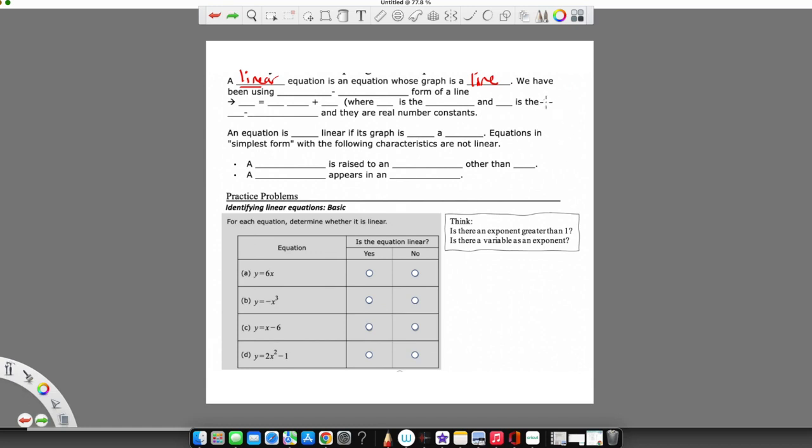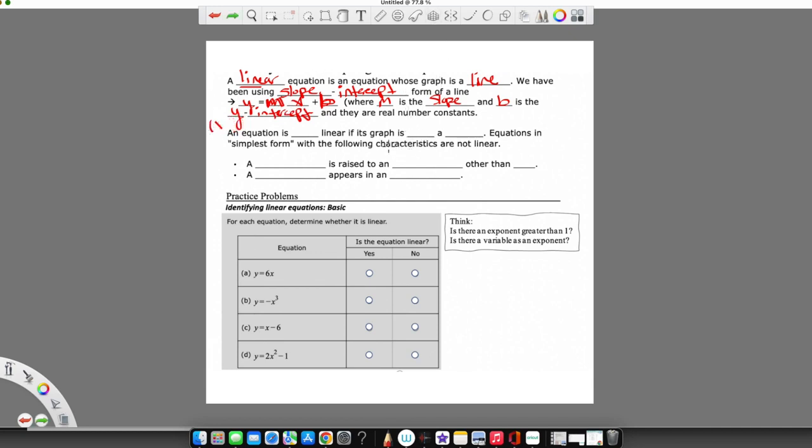So we have been using slope-intercept form of a line, where y equals mx plus b. This is where m is the slope of the line, and b is the y-intercept. An intercept is where it crosses the axis, so that's this b here in the equation, and m is the slope. X and y would actually be a coordinate (x, y), and m and b are going to be real number constants.